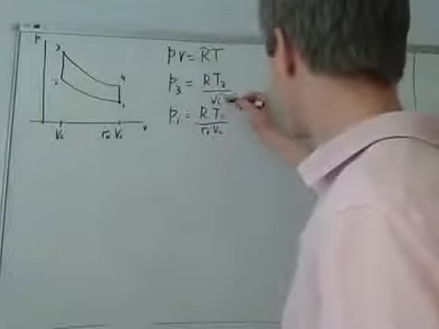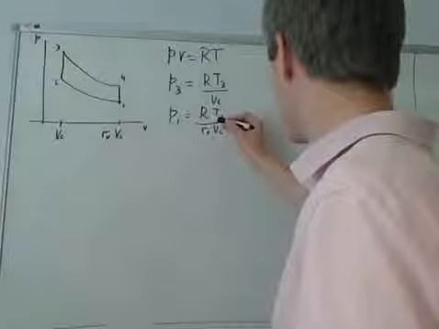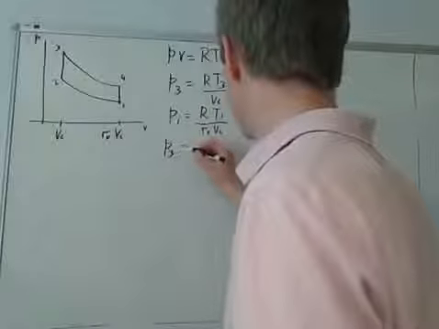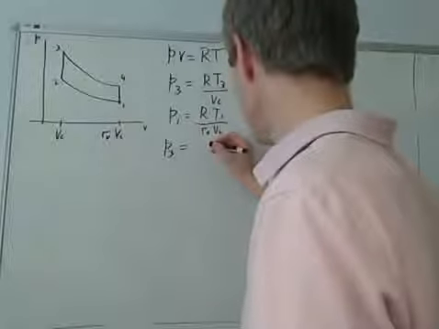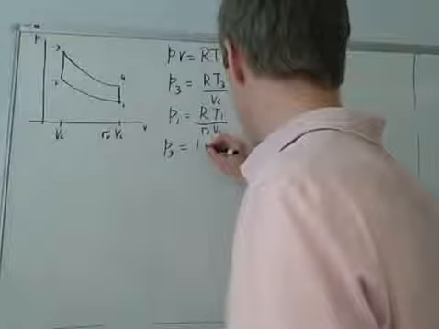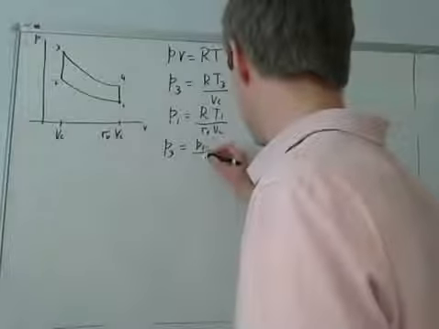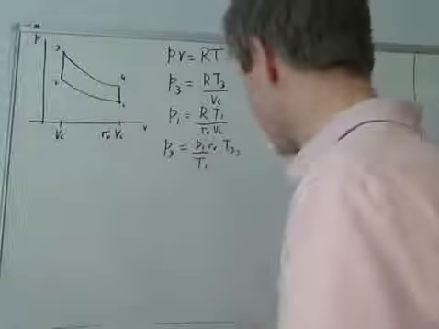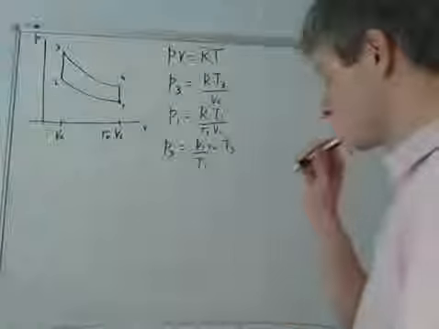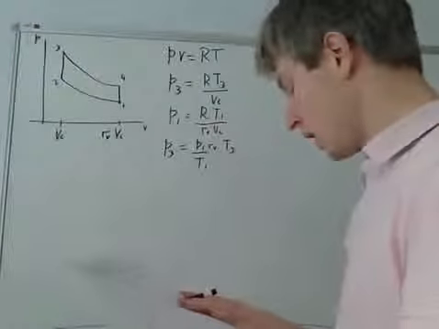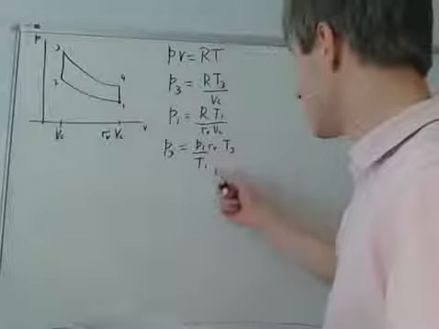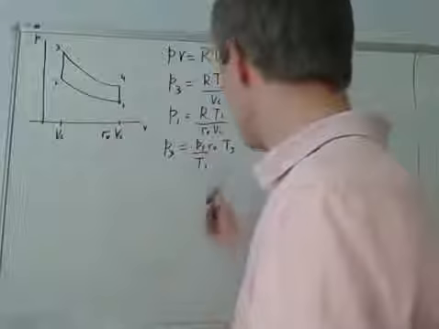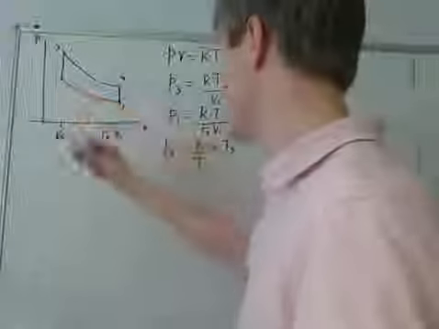And from this we can extract the value of R over VC, which tells us that P3, substituting into here, is equal to P1 times RV over T1 times T3. So here we have this temperature ratio. And so we need to find out what T3 is, because we know what T1 and P1 are, and what RV is. So we can work around the cycle and actually put the numbers into the different temperatures.